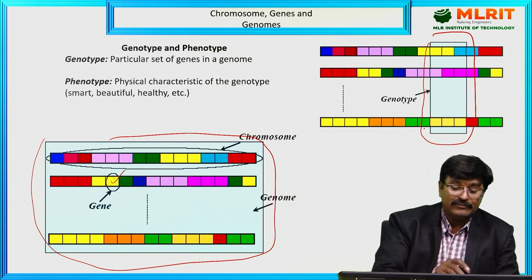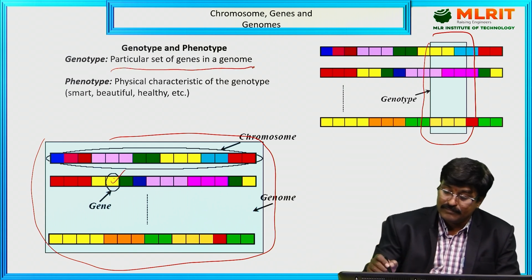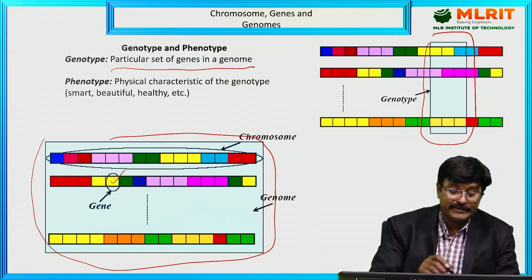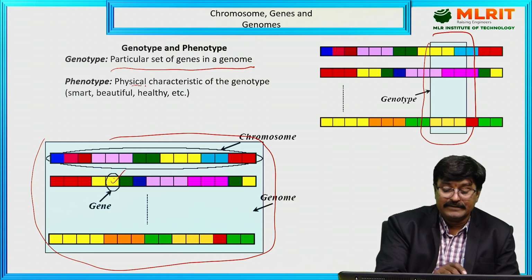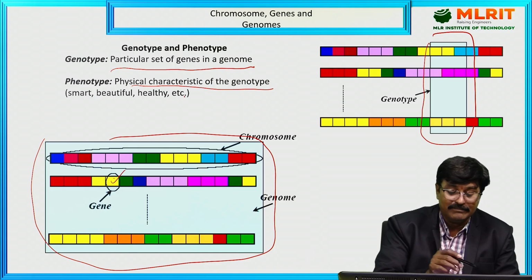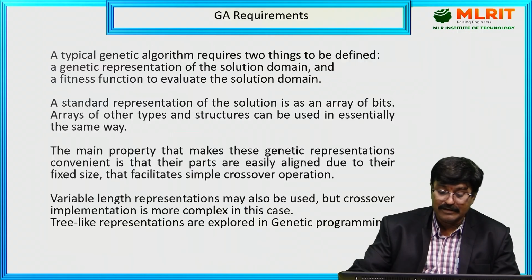So here, genotype is a particular set of genes in a genome. In this genome, particular sets are there. All these are the individuals, with different fitness factors. Phenotype is the physical characteristics of the genotype: smart, beautiful, healthy. That is one of the features it has. These are examples of chromosomes.